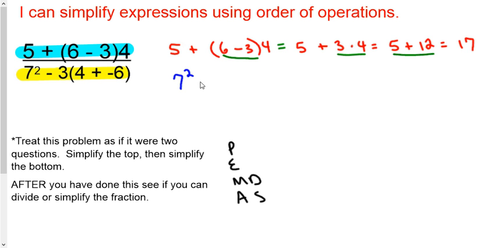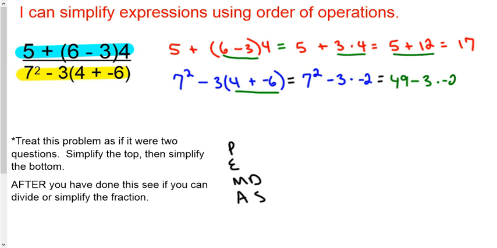7 squared minus 3 parentheses 4 plus negative 6 parentheses. Very first thing we need to do is parentheses, so 4 plus negative 6. Negative 2. Now, before we multiply, we need to make sure that we've taken care of the exponents. So let's go through and do that. That makes it 49 minus 3 times negative 2.